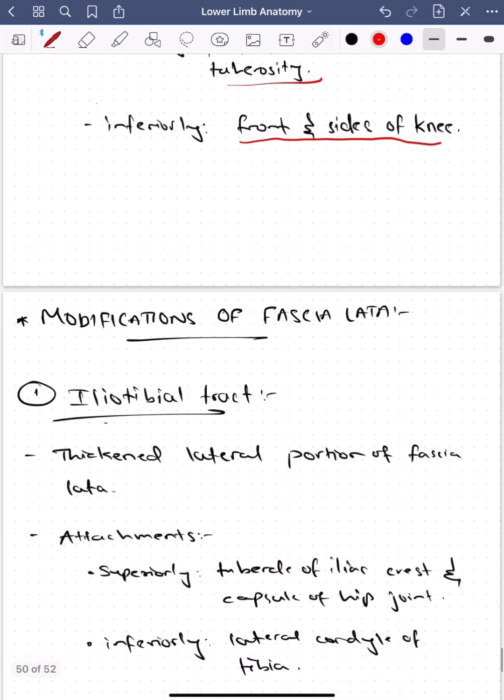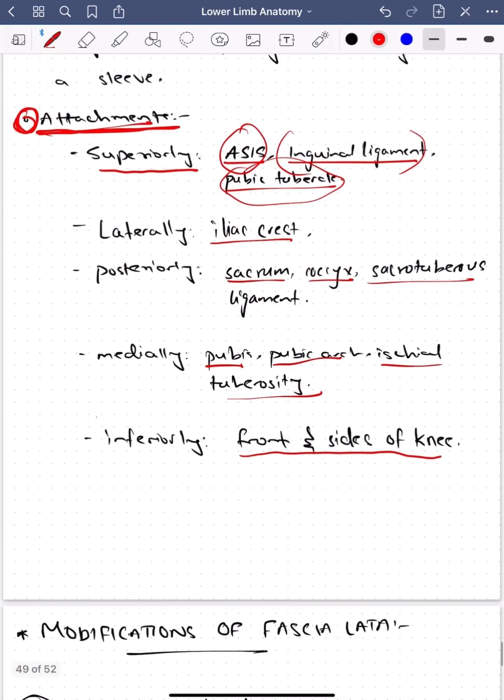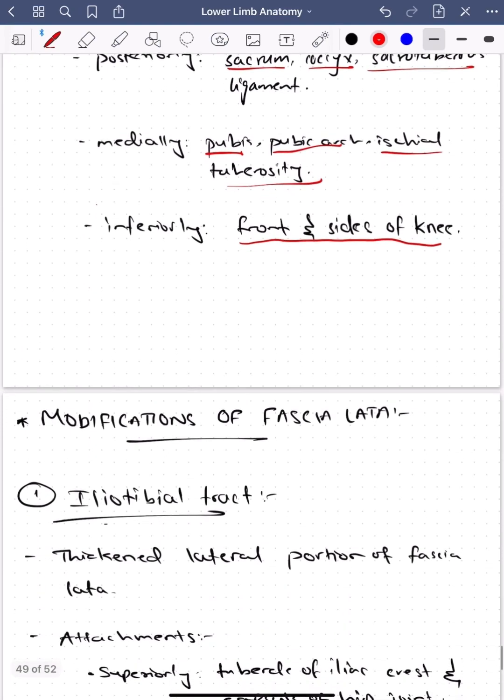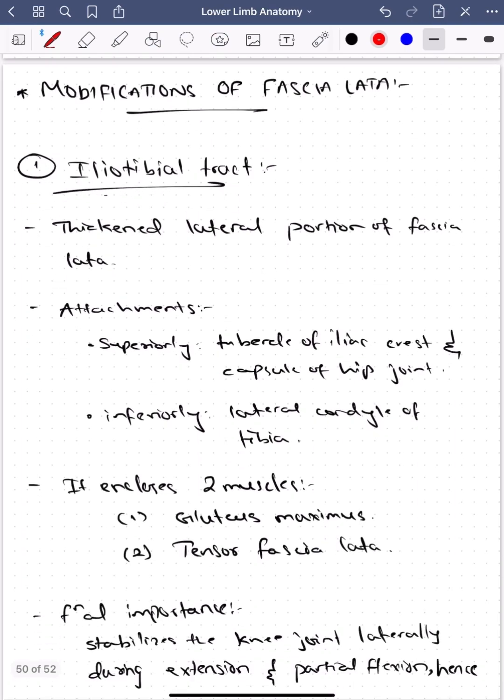Okay, so if it is asked as a short note, we have to include in your answer the attachments and the two modifications and a bit of detail on the two modifications. Now the first modification we're going to discuss is the iliotibial tract. The iliotibial tract is basically the thickened lateral portion of the fascia lata.